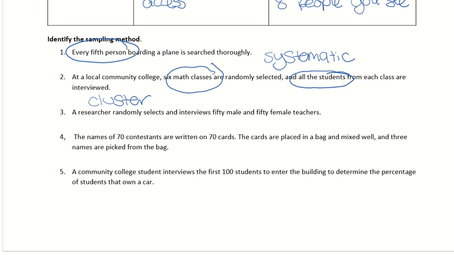Number 3, a researcher randomly selects and interviews 50 male and 50 female teachers. This is stratified because the male and female groups are groups that you make yourself. Teachers aren't automatically sorted into male and female. These are groups you make yourself. So this is stratified because there's 2 strata here, male teachers and female teachers.